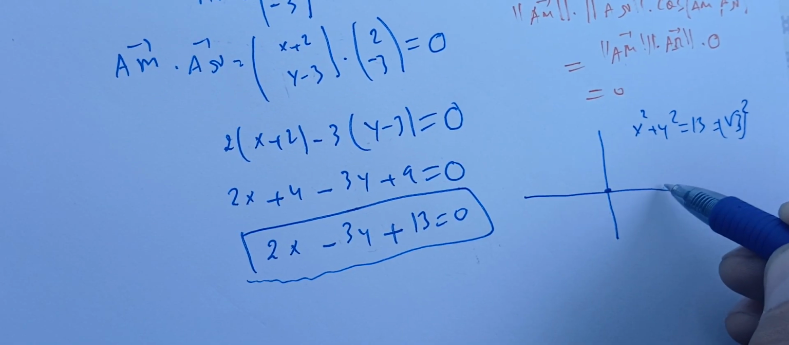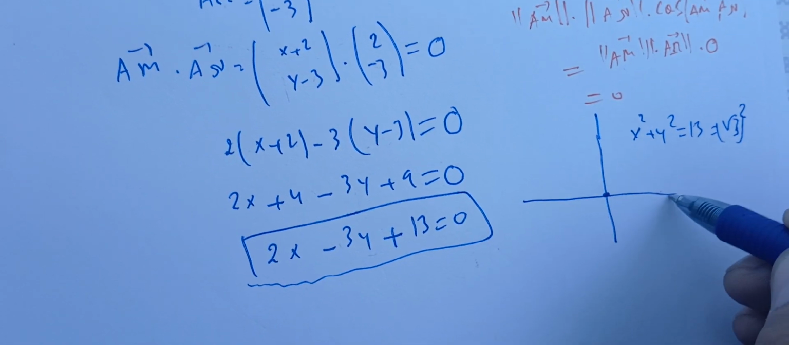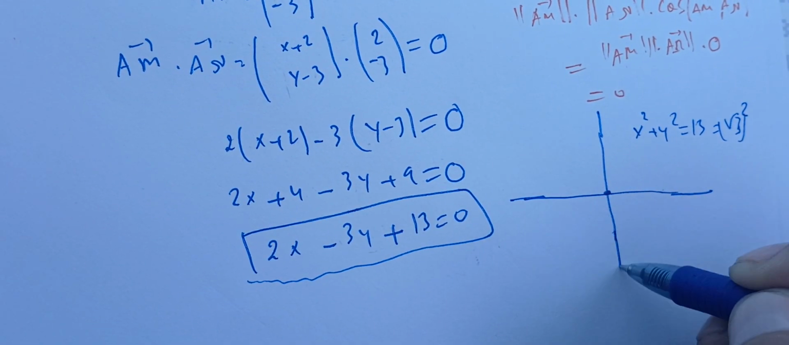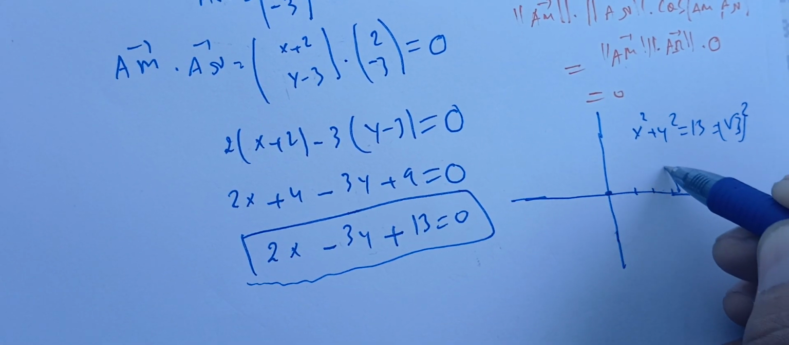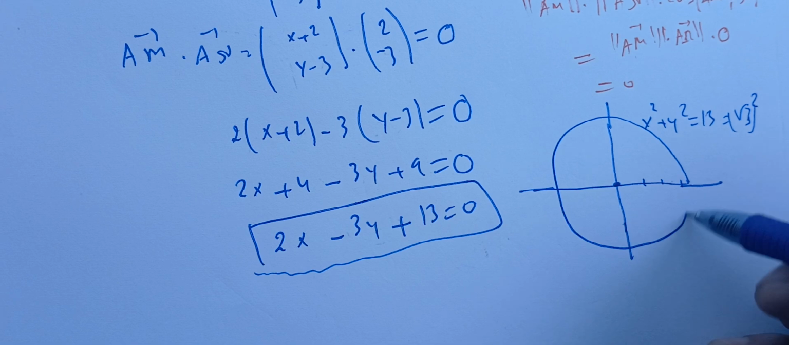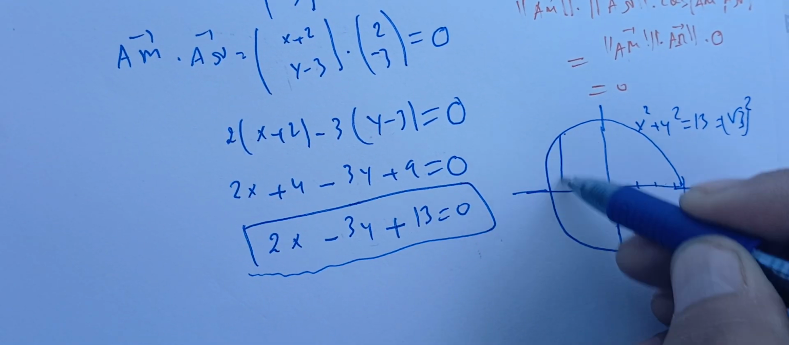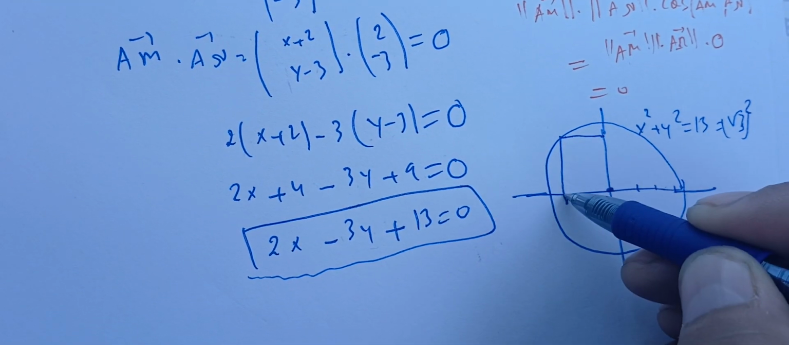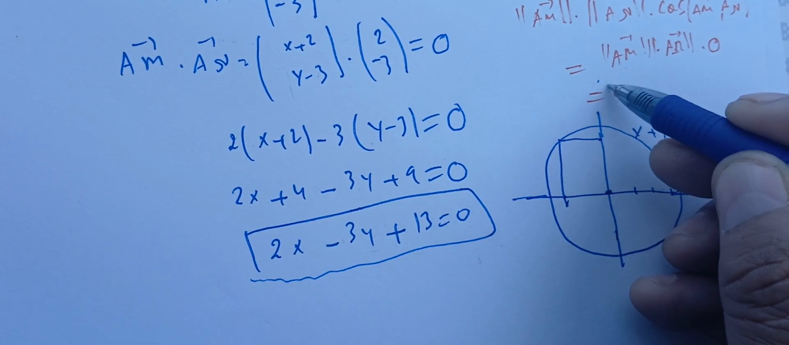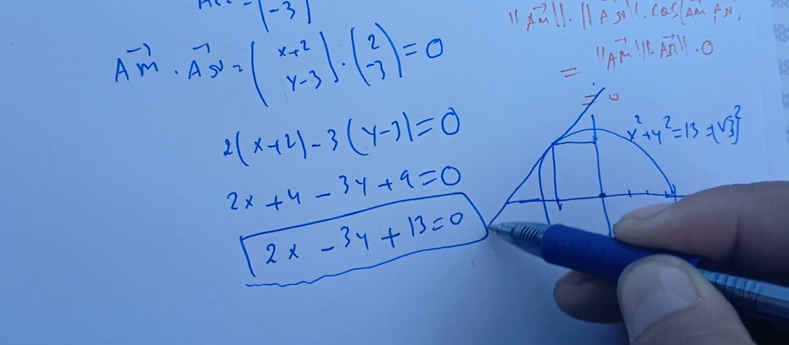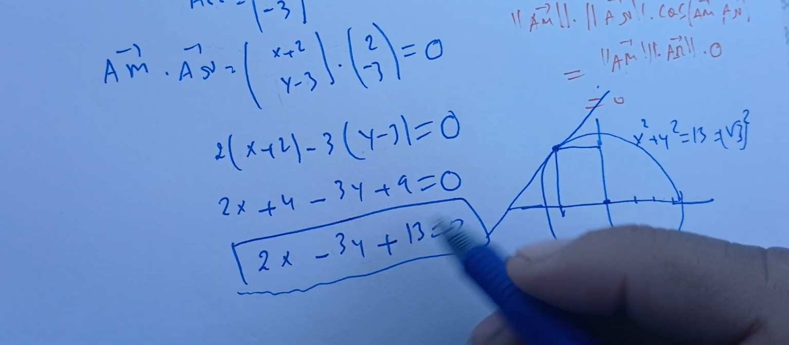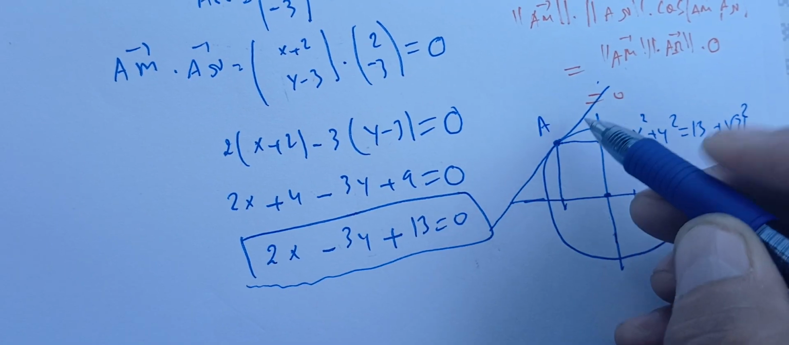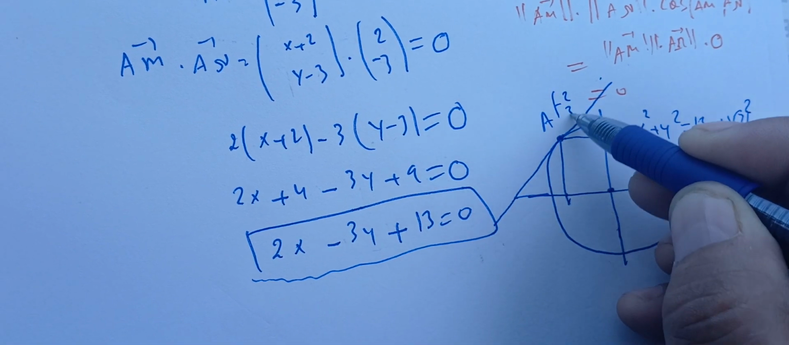Okay, I can graph it nicely here. The square root of 13 is 3 point something. 1, 2, 3. I can do it this way. And when I graph, this is (-2, 3). When I graph this line here, it will be completely tangent to the circle. Okay? So this is the equation at this point A that has coordinates (-2, 3).